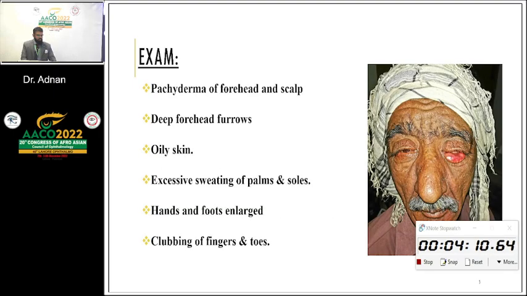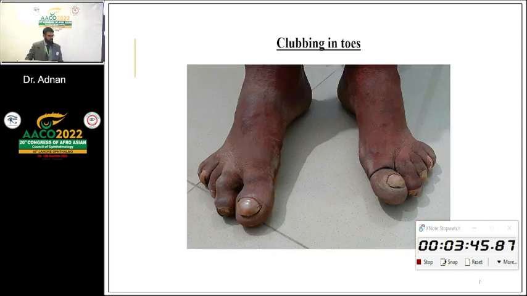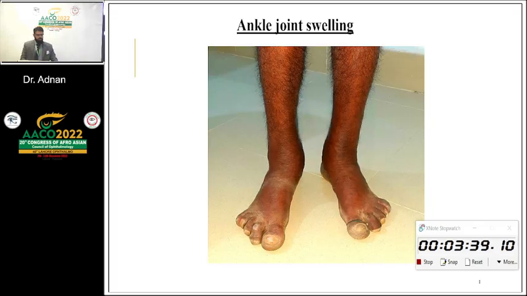On physical examination, as you can appreciate, there was pachyderma of the skin of the forehead and scalp, deep forehead furrows, oily skin, excessive sweating on the palms and soles, and hands and feet were enlarged. There was grade 4 clubbing in the feet and toes. As you can appreciate, there was grade 4 clubbing in the hands and toes. Also, there was a similar feature of clubbing, and there was an ankle joint swelling.